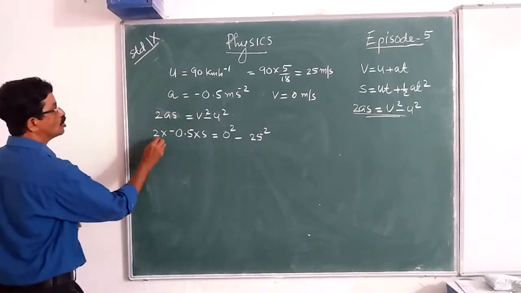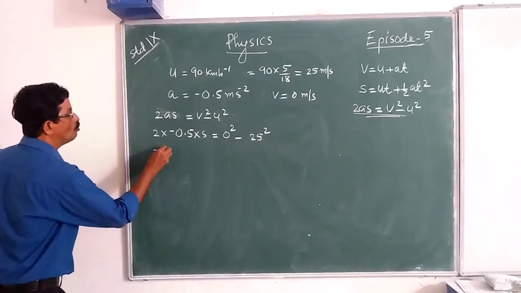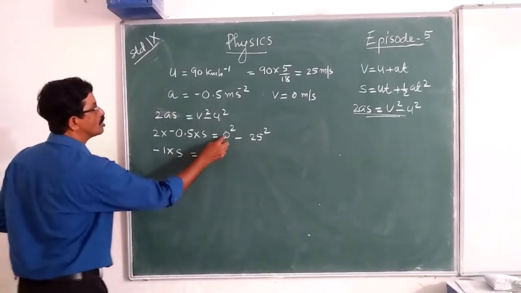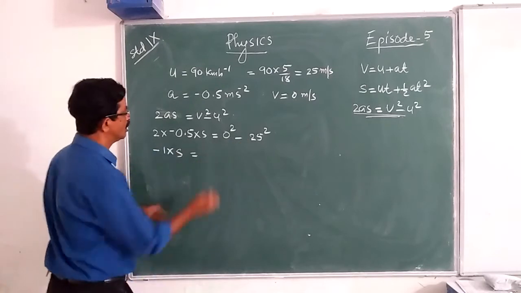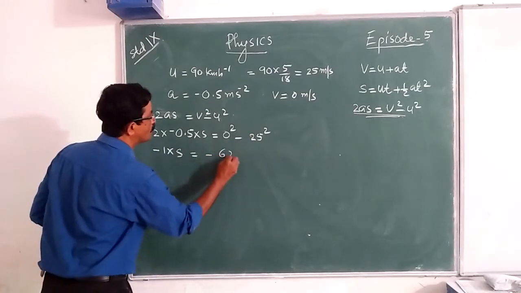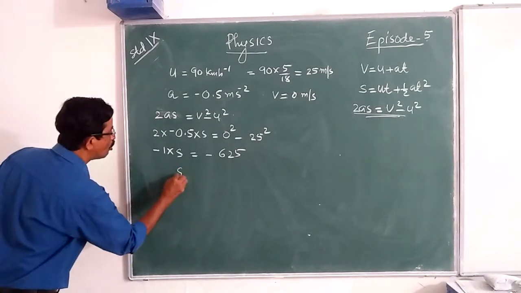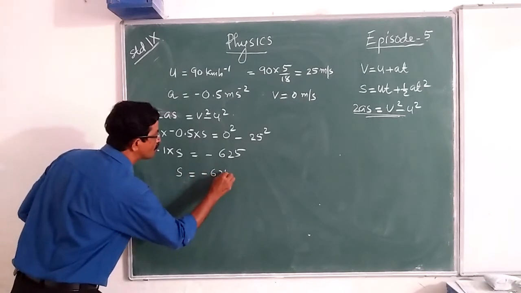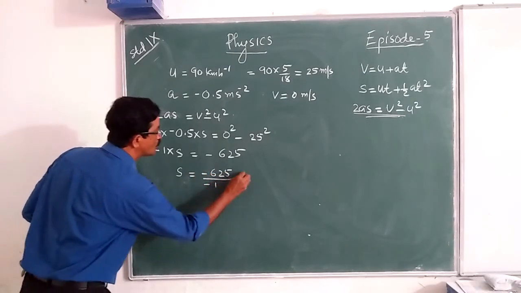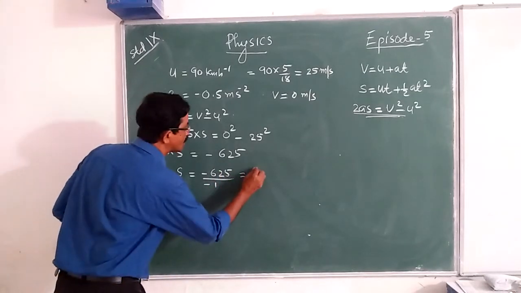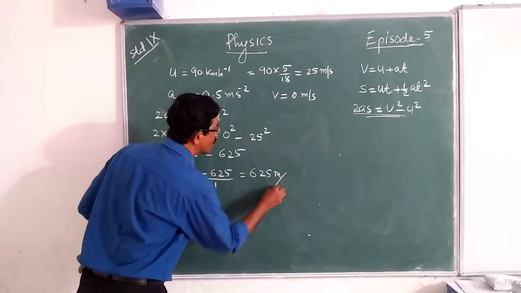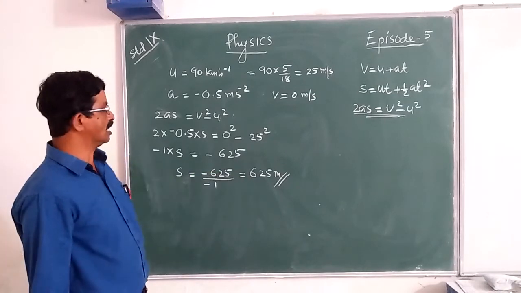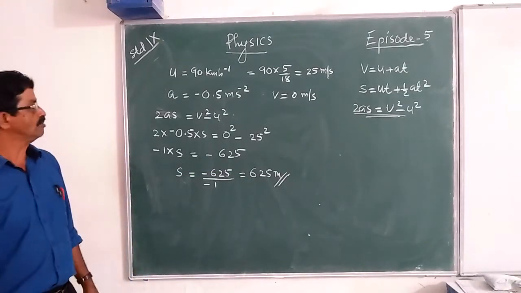square. This 2 multiplied by minus 0.5, we get minus 1 into s, that is equal to 0 square, which is 0. That we can avoid. That is minus 25 square, which is 625. From this, s, that means the distance traveled by the train, is equal to minus 625 divided by minus 1. Minus by minus equal to plus, that is 625 meter. Before the train comes to rest, it travels a distance of 625 meter.